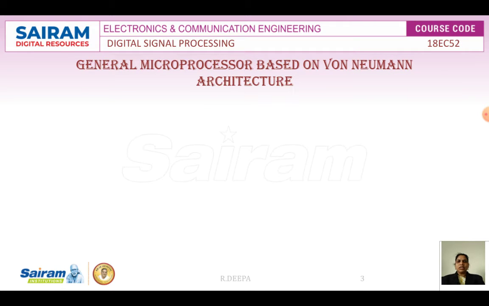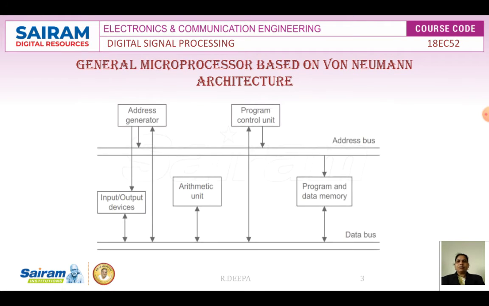Let us see what is von Neumann architecture. The general microprocessors and microcontrollers are based on this particular von Neumann architecture. This architecture consists of the input and output devices, address generators, program control unit, arithmetic unit, and a single memory for both the program and the data memory, and there is a single bus which is used to access the address as well as the data.